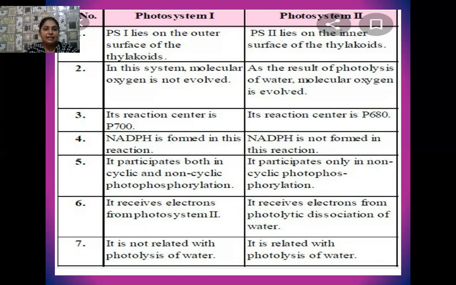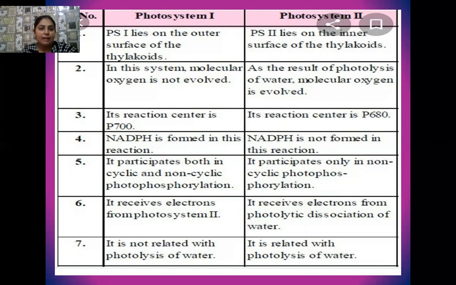The second very important thing is that molecular oxygen is not evolved in photosystem 1, because the reaction which is the splitting of water is related with photosystem 2, that is P680. So during that photolysis of water, molecular oxygen evolves, so it is related with photosystem 2, that is P680. And the third very important thing is that in photosystem 1 the reaction center is P700, and in photosystem 2 the reaction center is P680, according to the wavelength of light that they receive.